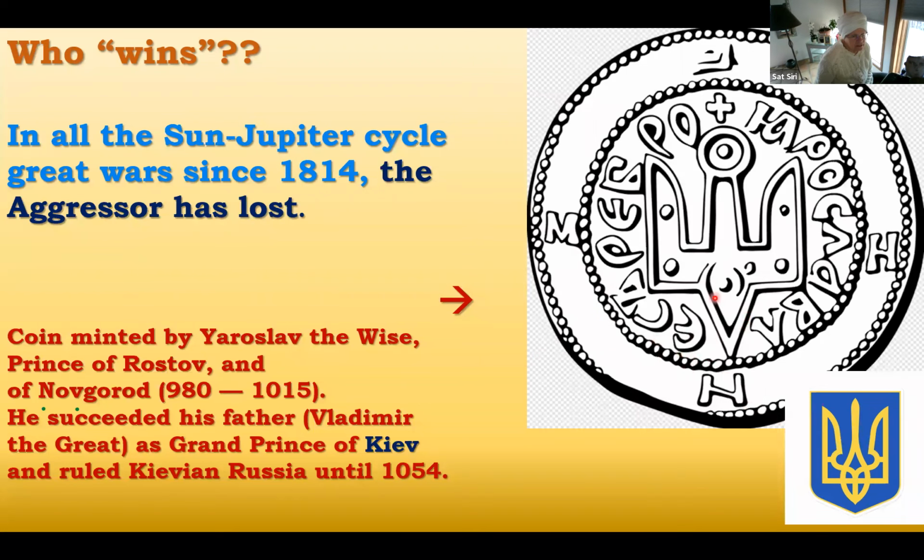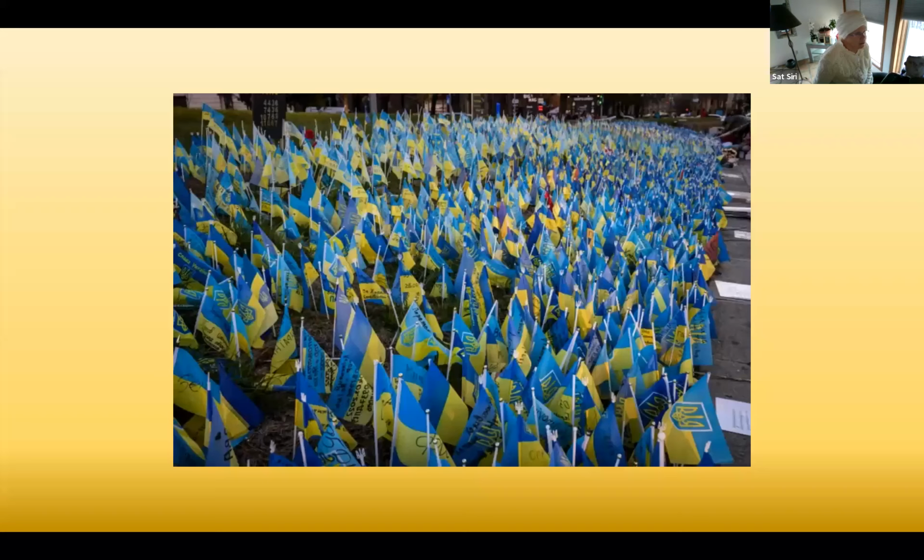And it's interesting that there was this coin minted by the prince of Novgorod, who was the Grand Prince of Kiev and ruled Kievan Russia until 1054. So the roots of this conflict go back very, very far. And people who just try to say that Ukraine is a vassal of Russia need to go back and study their history a bit more.